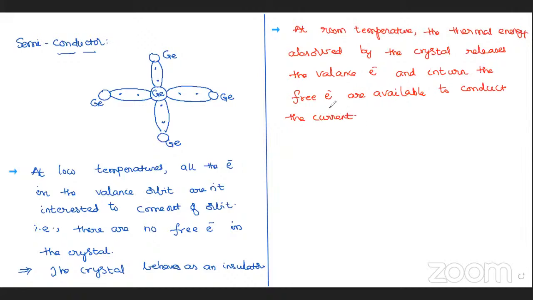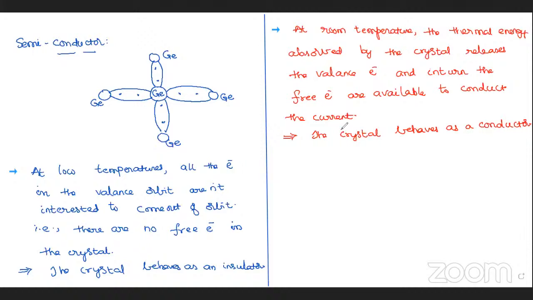That's why here, when you maintain some potential difference to send those free electrons in one particular direction, then immediately you will get some current. That implies the same crystal now behaves as a conductor. Okay, this is what he's saying.